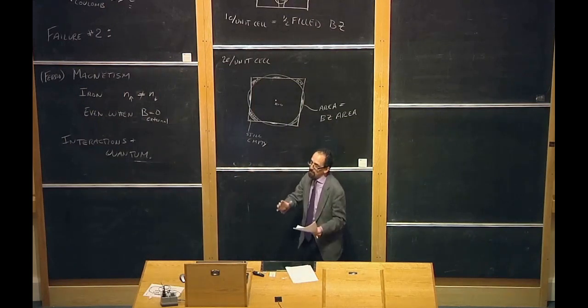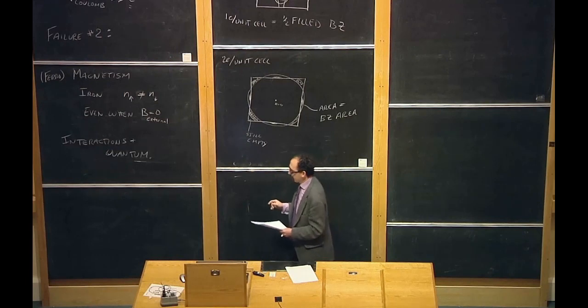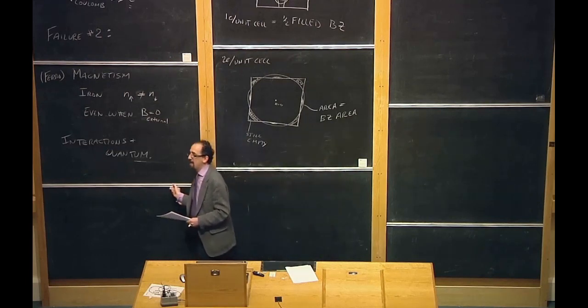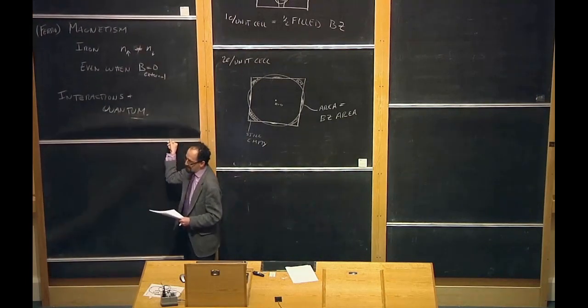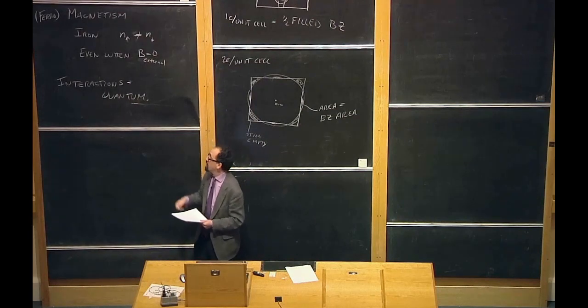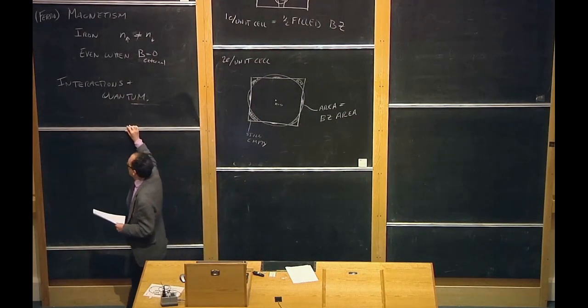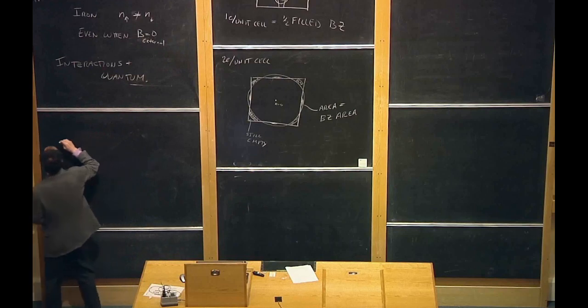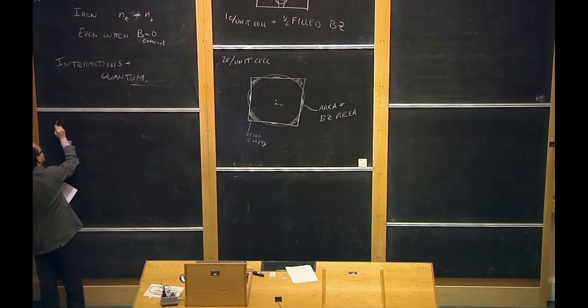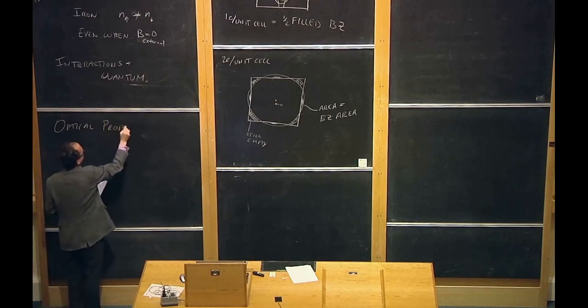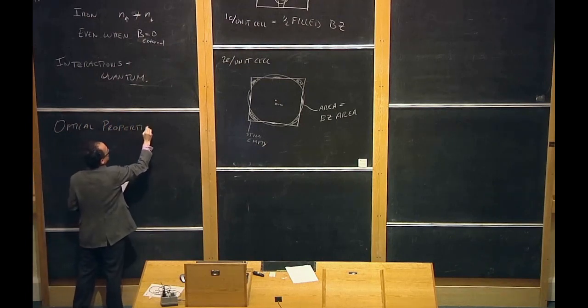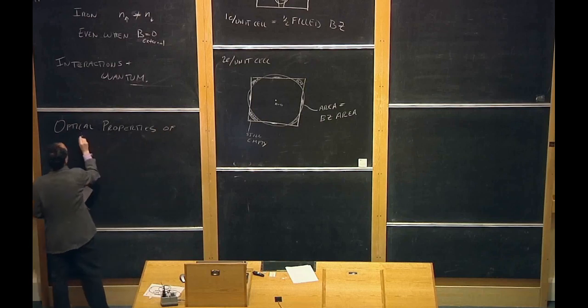Okay? But for most materials we're going to think about, band theory is a very good way to think about it. So we're going to go ahead, blaze on with band theory, and see how much we can understand about materials by thinking in this band theory language. So the first thing we're going to think about in band theory is optical properties of solids via band theory.